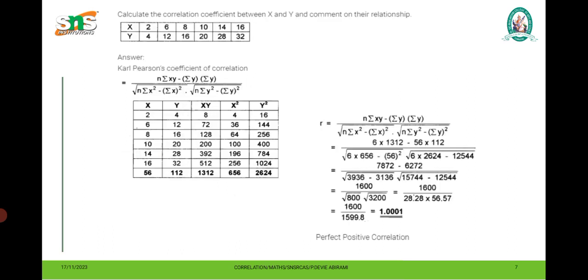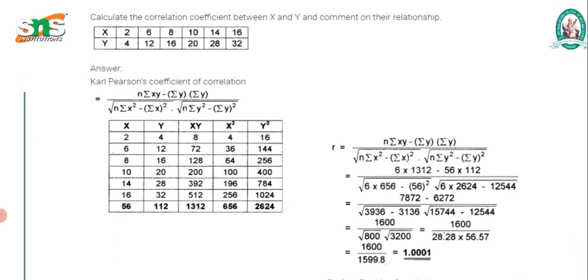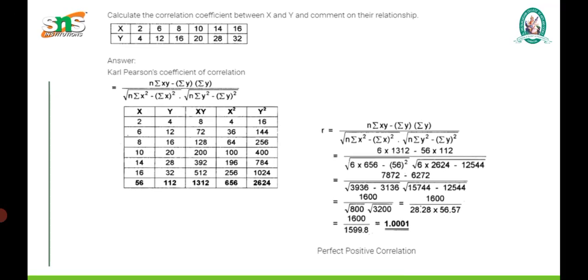This formula is explained by giving a problem. The problem is to calculate the correlation coefficient between the two variables x and y. My x values are 2, 4, 6, 8, 10, 14, 16, and my y values are 4, 12, 16, 20, 28, 32. From the given values itself, it is understood that both the values are increasing in the same direction, so my answer will definitely be a positive value.